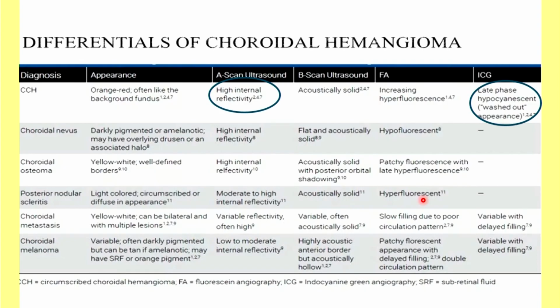The first thing is either a circumscribed or a diffuse hemangioma. The other things are choroidal nevus. Choroidal nevi are usually flat and acoustically solid lesions. They do not have any features on ICGA except for a hypofluorescent patch. Osteomas we just discussed. Nodular scleritis has moderate to high internal reflectivity seen on A scan, and they're hyperfluorescent on FFA. Metastases usually have a variable reflectivity, and there is a slow filling due to the poor circulation pattern. The thing to remember is this washout phenomenon is typically only for choroidal hemangiomas.